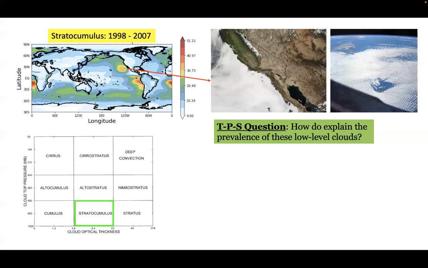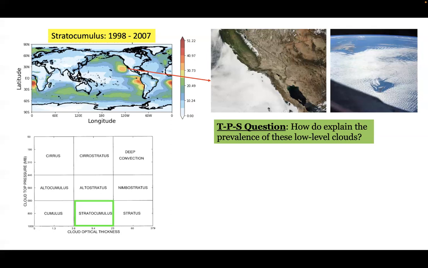Okay, so I also included some satellite pictures. This is off the coast of California, so you can see there's California, Mexico, Arizona. You can see this layer of clouds, very bright, but they're very low. Their top is no higher than 680 hectopascal. And then this is another picture from the International Space Station. This is from MODIS, I believe.